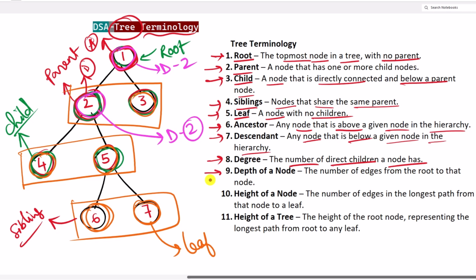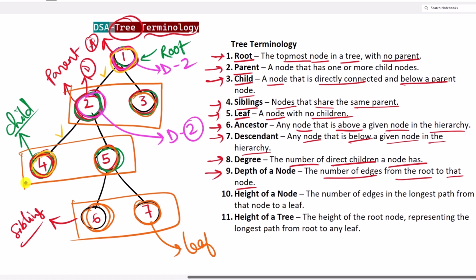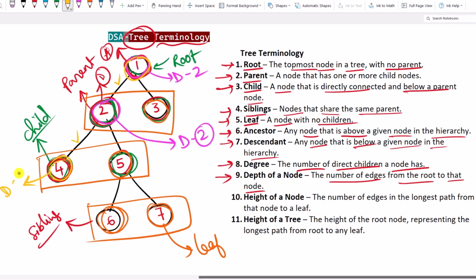And next we have the depth of a node. So depth is the number of edges from the root to that particular node. Like an example, suppose we are looking for the depth of this node 4. That means we are going to count the number of edges from the root node to that node. So from the root node to that node, we have 2 edges. This is the first edge and this is the second edge. So that means the depth of this node 4 will be 2. And here in case of the node 7, we have 1, 2 and 3 edges from the root node. That means here the depth will be 3.